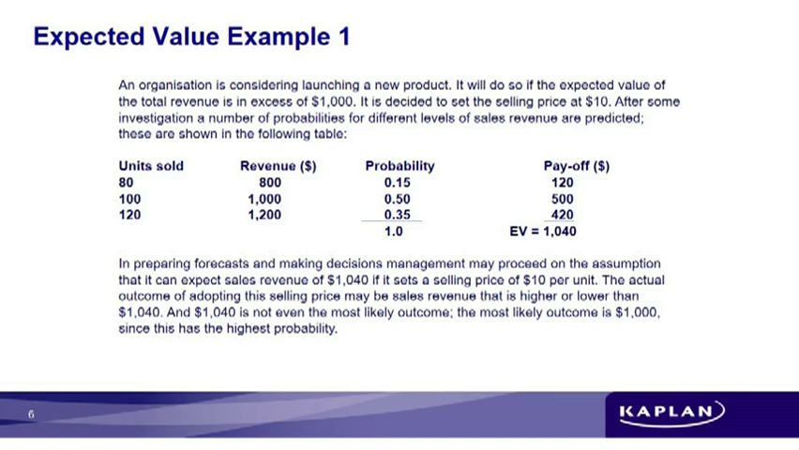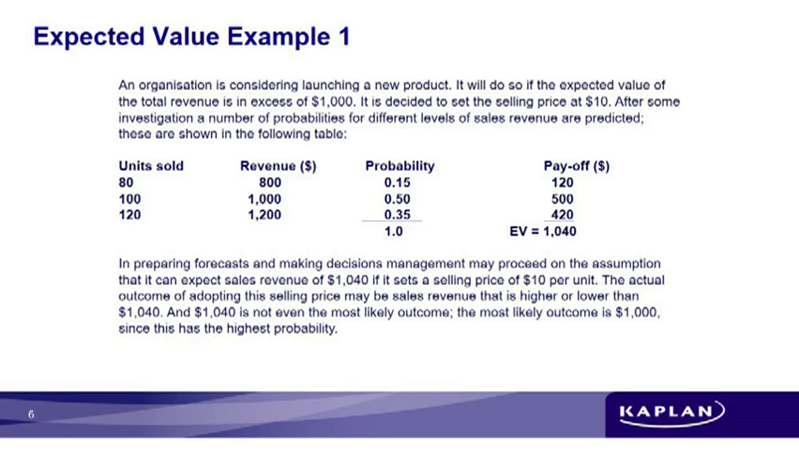You are likely to sell 80 units. If the price is $10, then 80 multiplied by $10 is going to give you 800. 100 multiplied by 10 is going to give you 1,000. And then 120 multiplied by 10 is going to give you 1,200. But what you need to understand is that for every single option that you've been given, there is a probability assigned to that particular option. The first option, you are likely going to sell 80 units, generate a revenue of 800, and the probability of that happening is 15%.